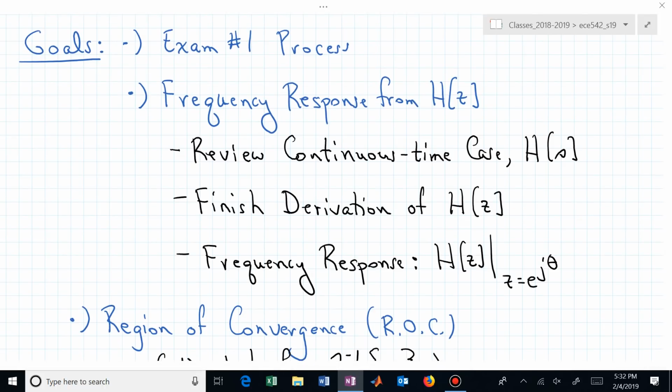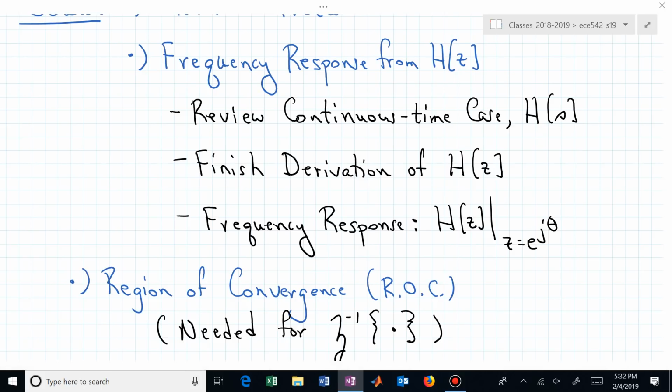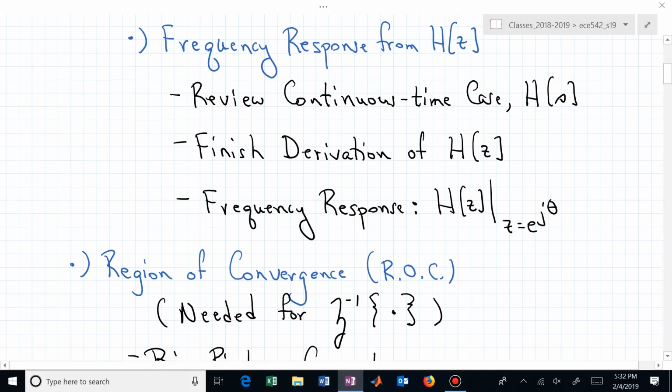Today we'll briefly talk about the process for exam number 1, and then we will go into the frequency response for a given discrete time system's transfer function, H(z). We'll do that by reviewing the continuous time case, then we'll finish the derivation of this transfer function for a low-pass filter, which we call H(z), and then we'll look at how to find the frequency response in general for a discrete time transfer function H(z).